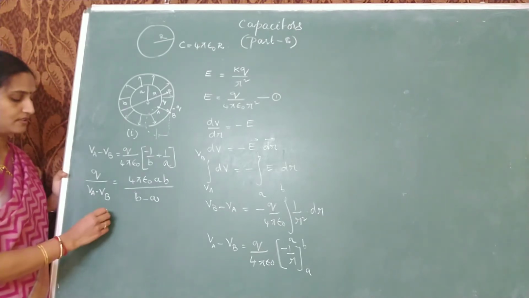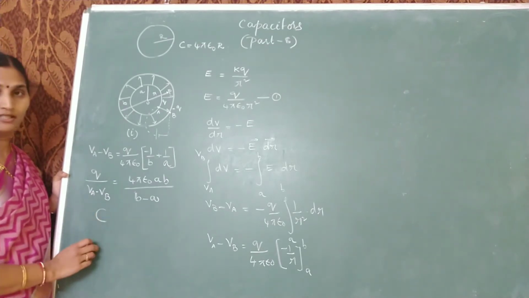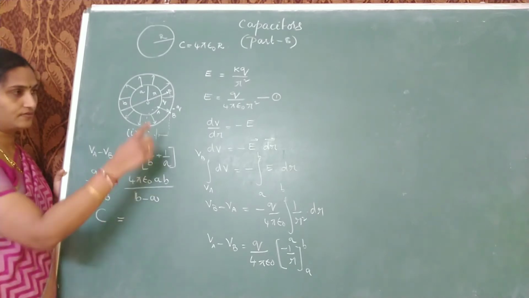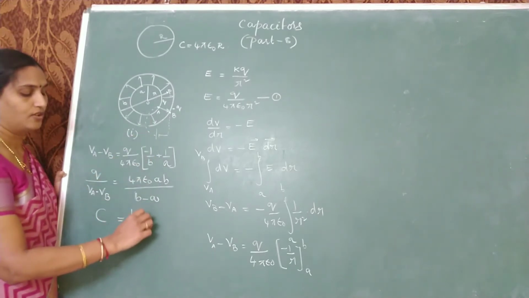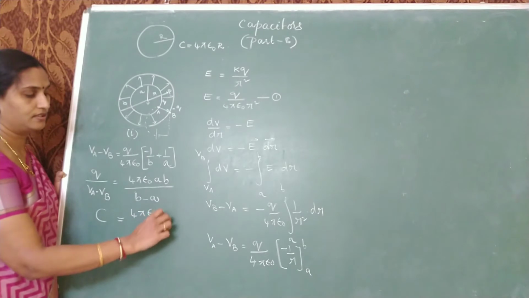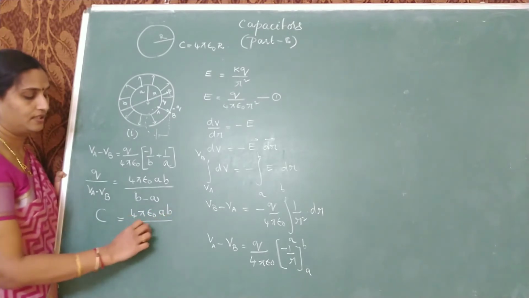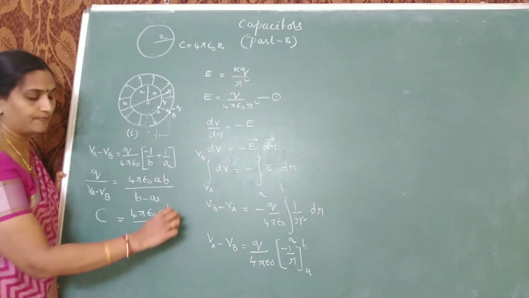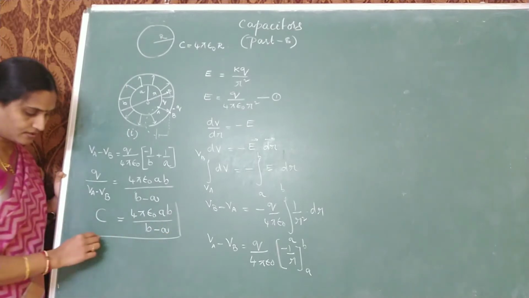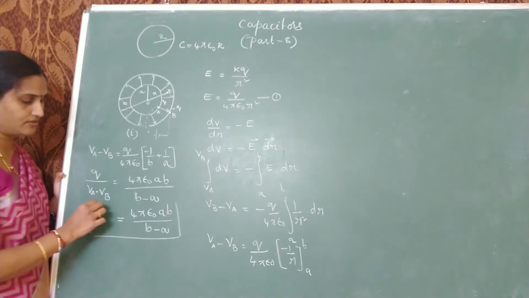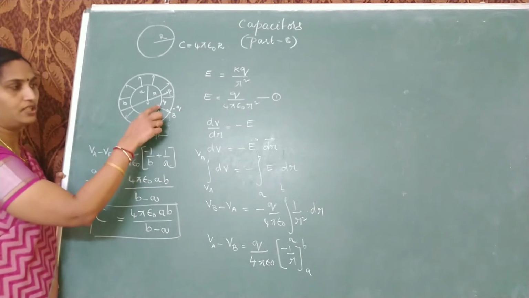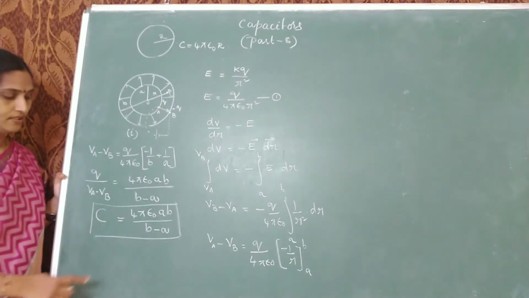This is nothing but giving you the capacitance of this capacitor. So what is the capacitance of this capacitor equal to? 4 pi epsilon naught AB by B minus A. So this will be the capacitance of two concentric shells between the points A and B.